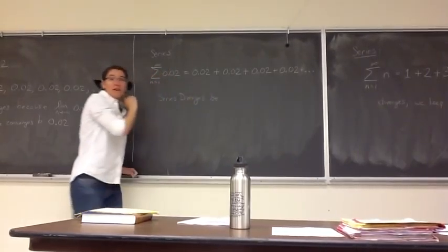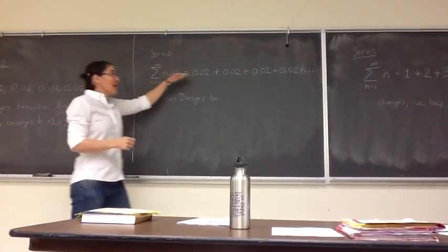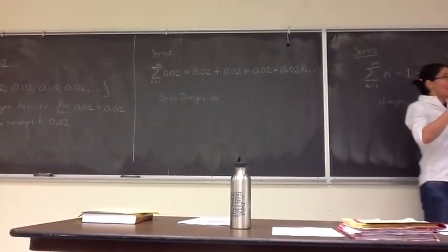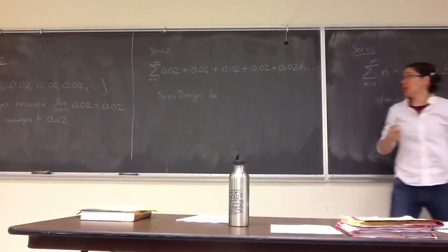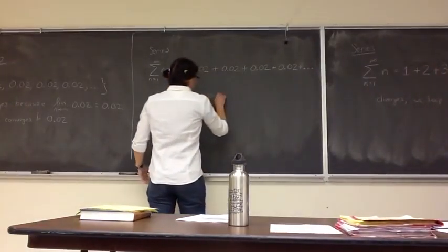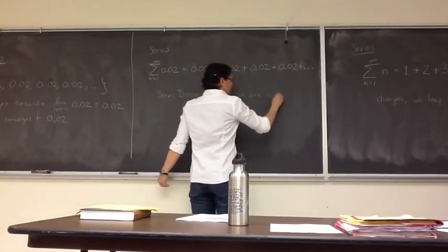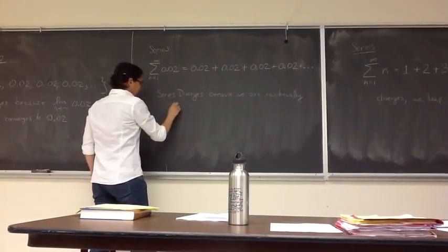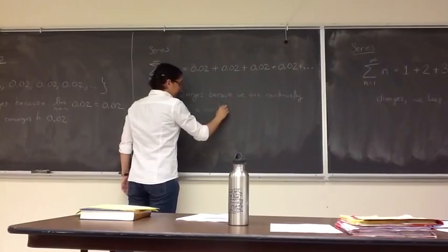Even though this number is very small, it's only 2 cents, it's only 0.02, if we add more and more of these 0.02s, the sum is going to continue to increase, and it will increase without bound. And so the series diverges because we are continually adding a constant value.